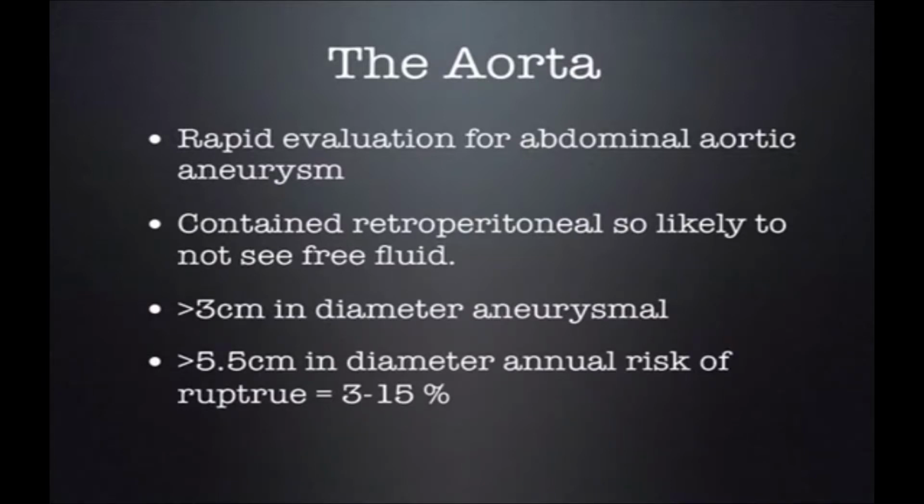An aorta is considered aneurysmal if it's greater than 3 centimeters in diameter. The likelihood of rupture goes to a 3 to 15% annual risk when greater than 5.5 centimeters. Now, that does not necessarily mean that it has to be 5.5 centimeters to rupture. Again, you have to use that clinical gestalt. If you find a 4.8 centimeter aneurysm and you have a high suspicion that it's a ruptured AAA, you still assume ruptured AAA and call vascular surgery while you continue resuscitation.